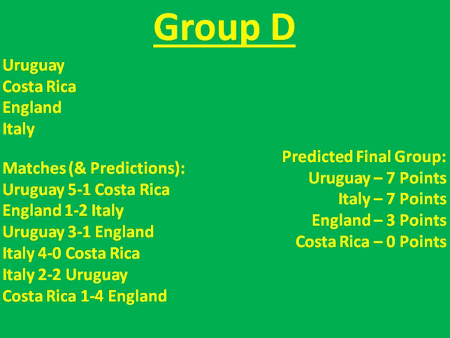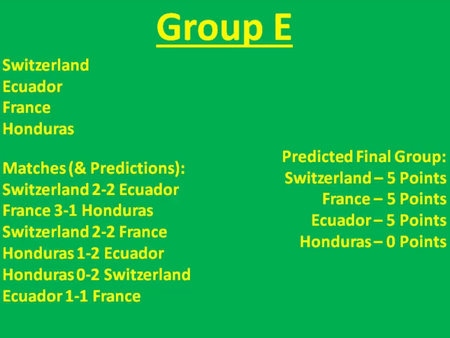Then Italy beating Costa Rica 4-0, and then a dramatic tie between Italy and Uruguay 2-2, and then Costa Rica losing to England 4-1, leaving the predicted final group on Uruguay going through top with 7 points on goal difference, Italy going second at 7 points, England getting knocked out of the tournament on 3, and Costa Rica leaving the tournament with just the experience, coming on 0.